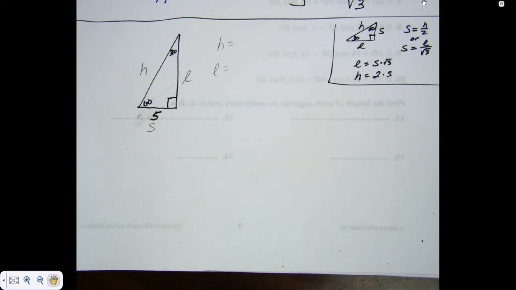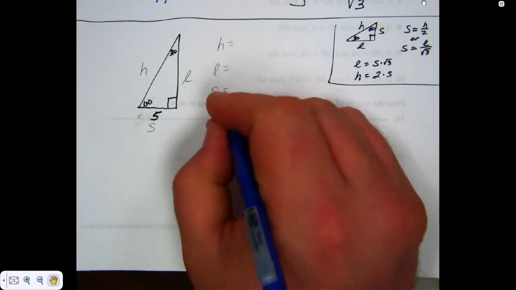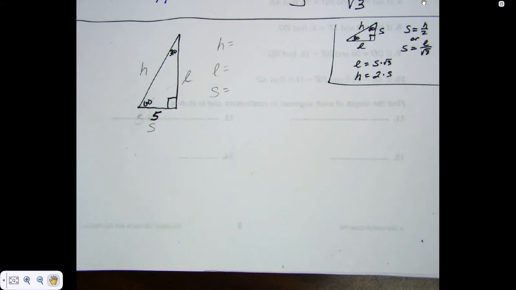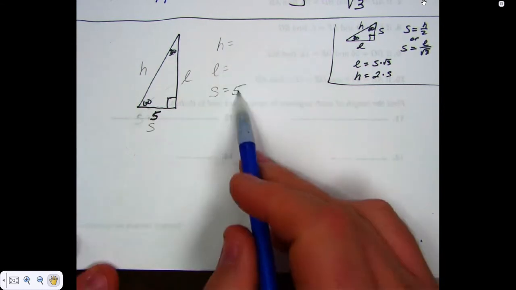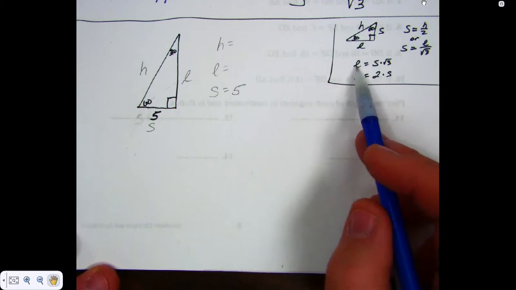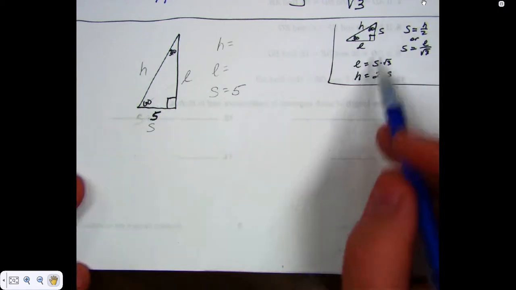Well, what's the first thing you always do? Find the S. Do we know the S? Yes, it's given to us. It's 5. Now that I know it's 5, to find L, from this point, it's so simple. You just look over here to the right.